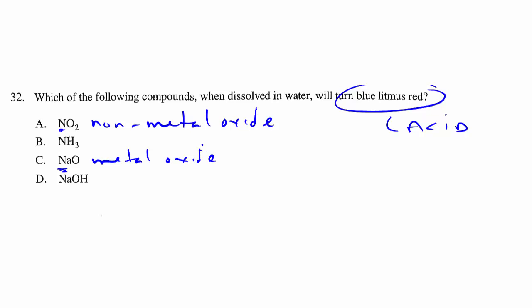Somewhere in your long-legged life, you are supposed to have come up with the wisdom that metal oxides are going to be bases, and non-metal oxides are going to be acids, which is, of course, what we want here. Just in case you're curious, B and D are both bases. Right, sodium hydroxide, strong base, ammonia, base. So there you go, you're good.